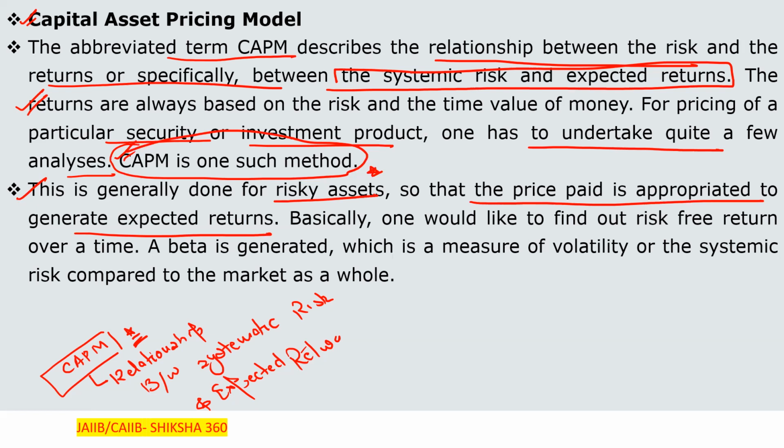A beta is generated, with the help of which we are able to measure the risk. Beta is a measure of volatility, or the systematic risk, compared to the market as a whole. So how will it work?